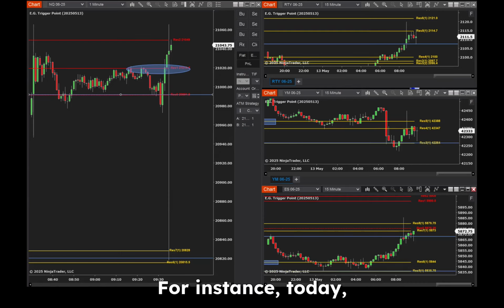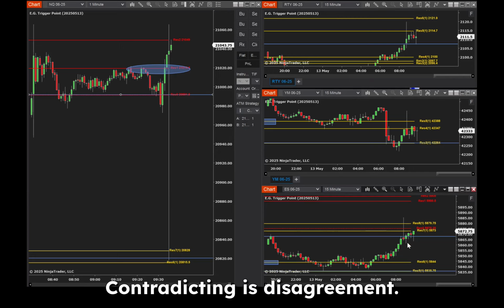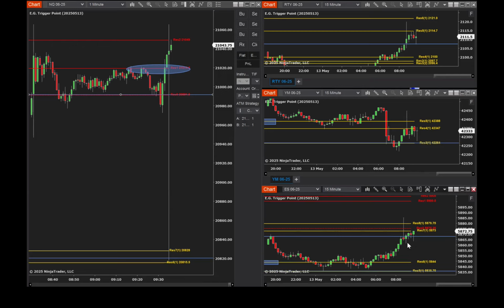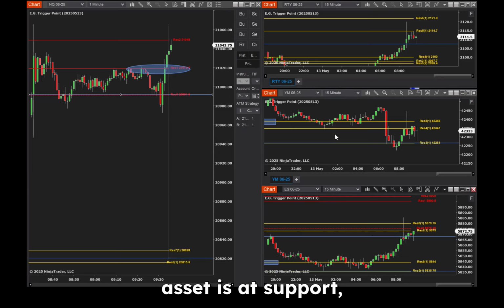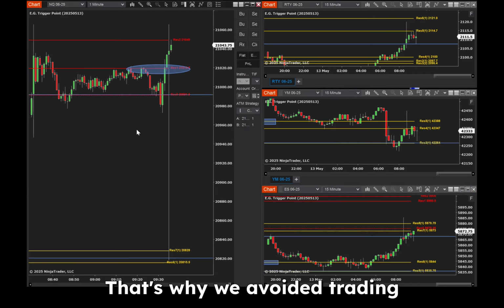Let's, for instance, today there were many disagreements. Yeah, I mean disagreeing. Contradicting means I want to go short here on NQ because it's at resistance, but ES is contradicting what I want to do. Yeah, contradicting is disagreement. Okay, it does not lag. Disagreement does not lag because NQ is at resistance by the time its correlated asset is at support. They disagree, and the result is that one of them will break its level. That's why we avoid trading on disagreement.